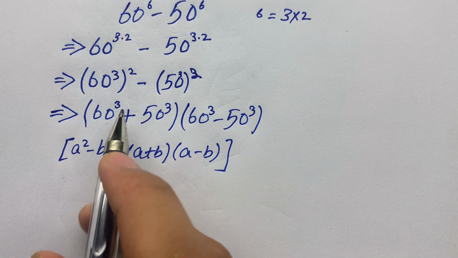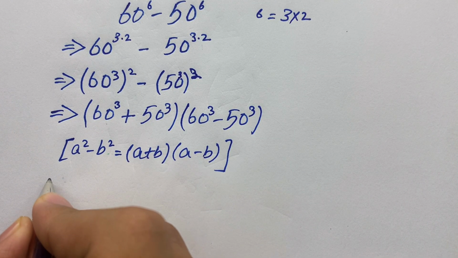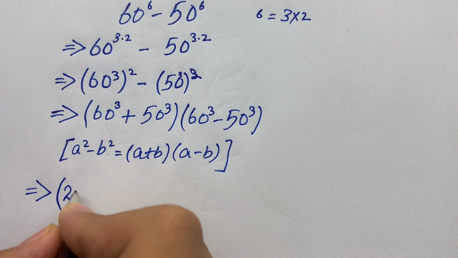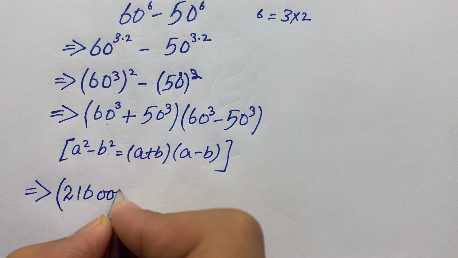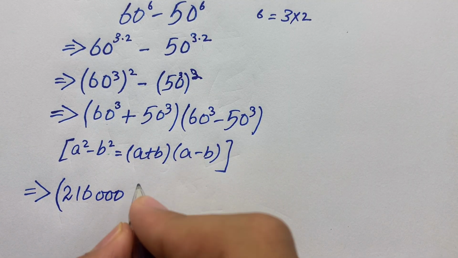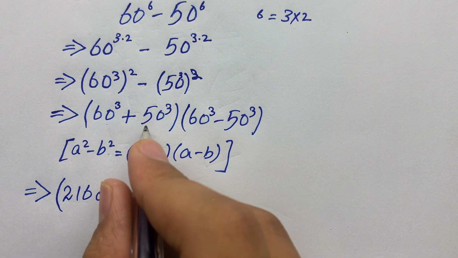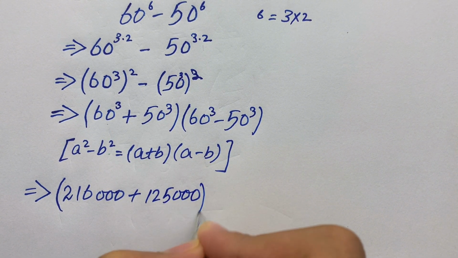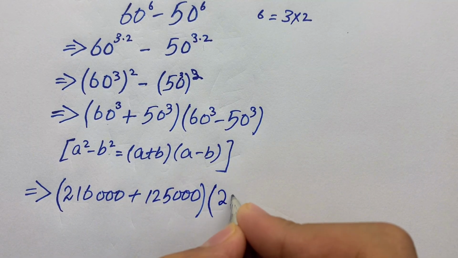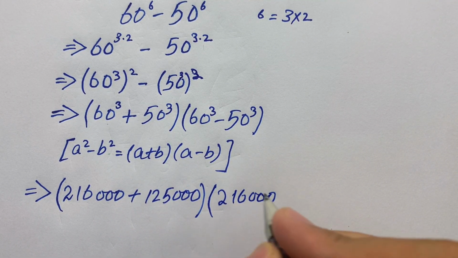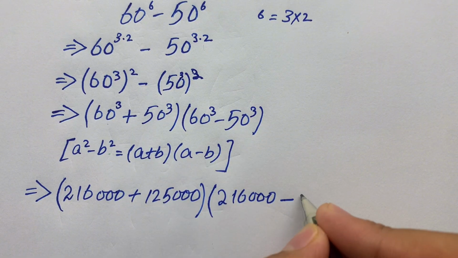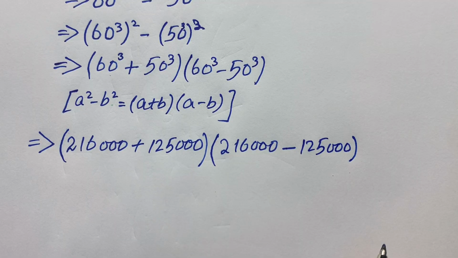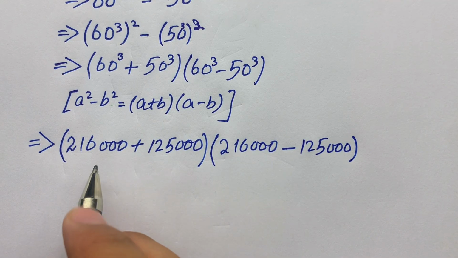16 to the power 3 is equal to 4,096 and b is 15 cubed, that is 3,375. Repeat this value: a is 4,096, minus b is 3,375. Now calculate these values.